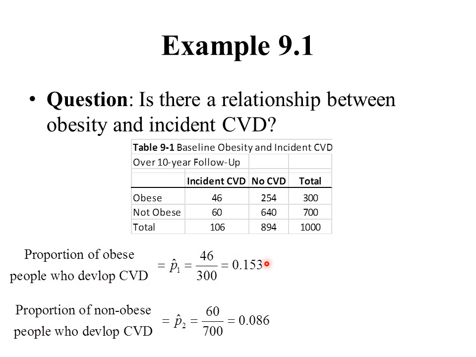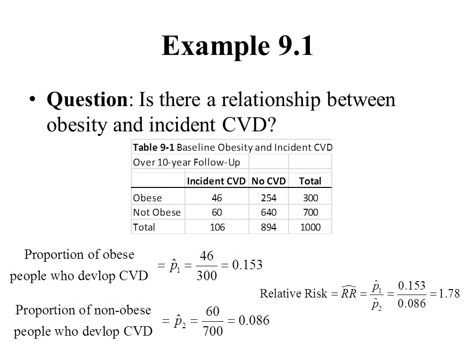Now notice that this proportion here is almost twice as much as that proportion there. So that's an indication that maybe obesity is related to cardiovascular disease, because about twice as many obese people develop cardiovascular disease than non-obese people.